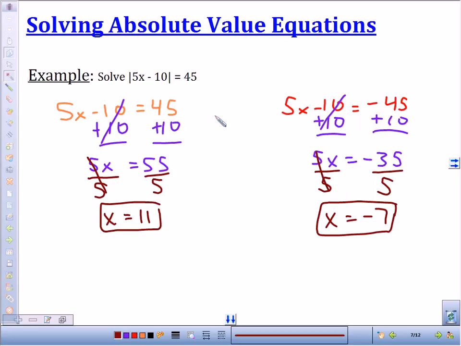Notice that the steps that I used to solve these equations were the same. That may not always be the case, but most of the time it will be. You can use the same steps to solve the equations.